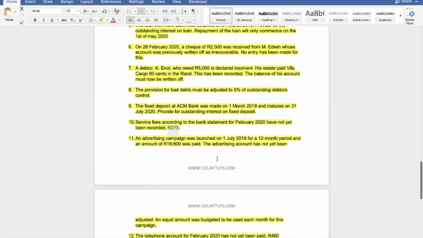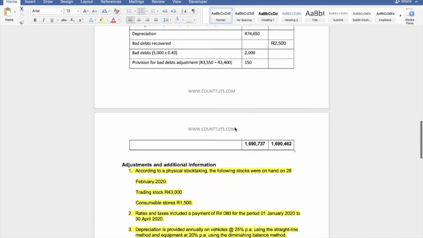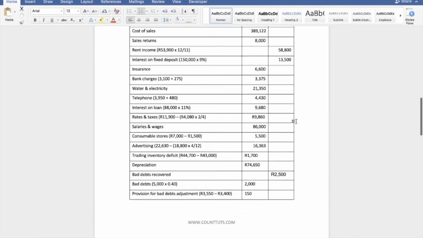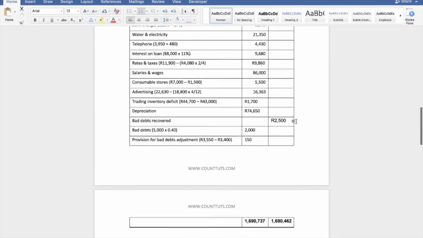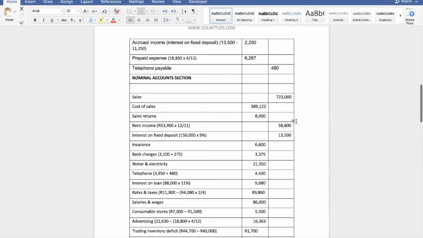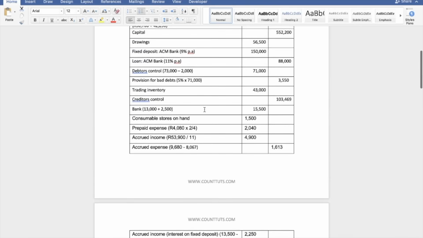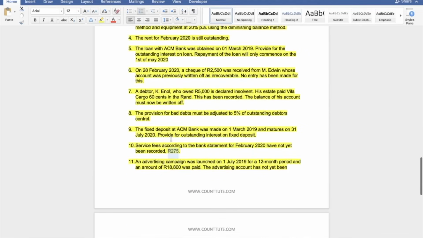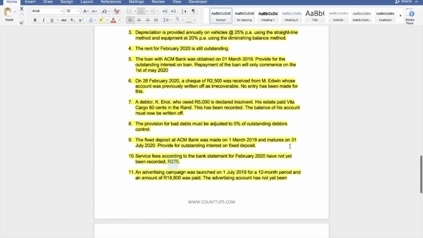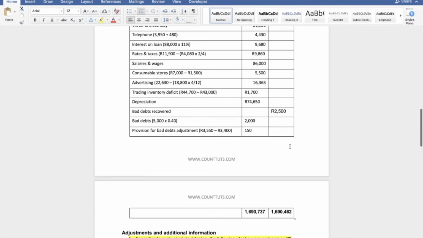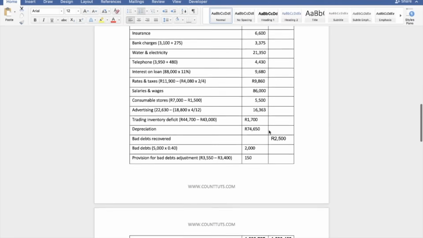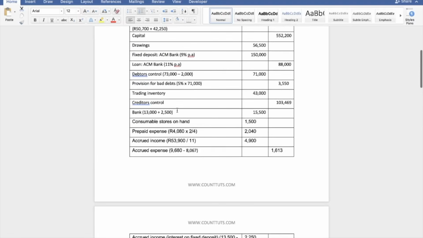Actually, we didn't do that. So that 275 rand was the service fees according to the bank statements that was not yet recorded. If it appeared in the bank statement, obviously we included it as part of our bank charges. So what we also need to do is to reduce our bank account. We didn't do that. Remember, we're told here, let's go back to our note. Number 10 says service fees according to the bank statement for February 2020 have not yet been recorded, 275 rand. So we need to reduce our bank account by the 275 rand. So we'll go back up here, and we have bank here, so we need to also deduct the 275 rand.